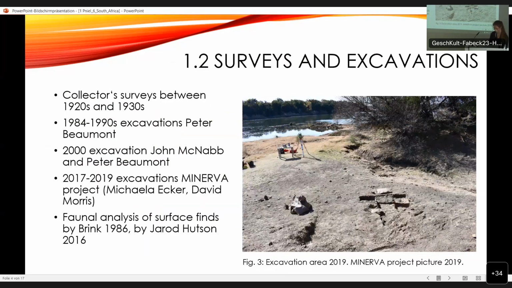Talking about the history of the site, there have been several surveys and excavations over time. It has been known for a long time, and the most important excavations were carried out by Peter Beaumont in the 1980s and 1990s, and by the Minerva team in 2017 to 2019.